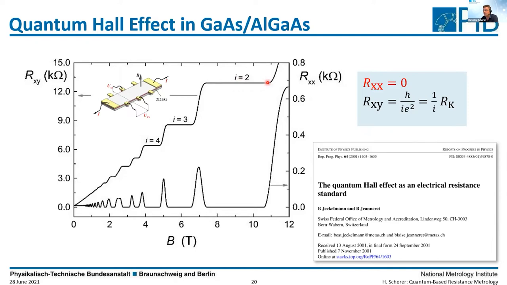And you see that at the same time when such a plateau value in the Hall voltage appears, the longitudinal resistance drops to zero, and this is exactly the fingerprint, or smoking gun if you want, for the quantum Hall effect, which is shown here in this blue box. That you have a disappearing longitudinal resistance. And at the same time, you get these quantized values for the Hall resistance.